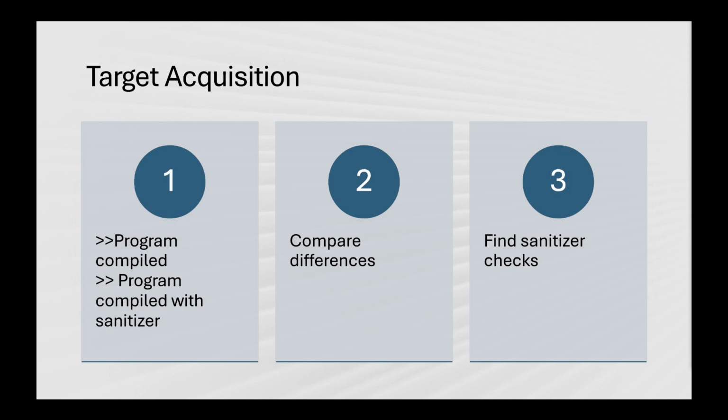So the first thing we can look at with all the components that we just discussed is target acquisition. Basically, it is in place to automatically identify interesting fuzzing targets. What's going to happen is, on the first step, the program is going to compile twice. The first time it'll compile normally, and the second time it'll be with the sanitizer instrumentation. By comparing the differences between the two, we can identify the code locations where sanitizers inserted checks, and these are locations where bugs are more likely to occur.